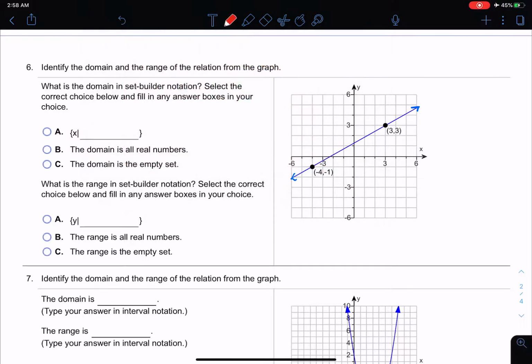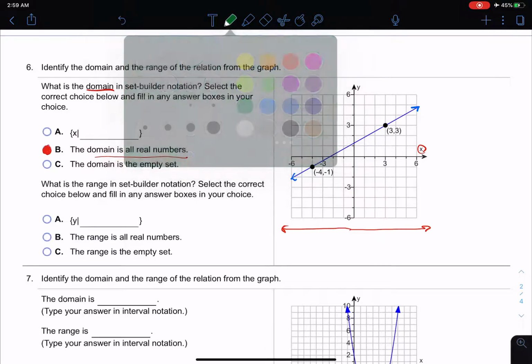Let's talk about the domain. Once again, the domain is a set of all x values. Now that blue graph, that blue line, in terms of its horizontal, it goes to the left forever, and it goes to the right forever. So this would be all reals. With set builder, we don't have a way to show all reals other than to just say the domain is the set of all real numbers. So the answer is B.